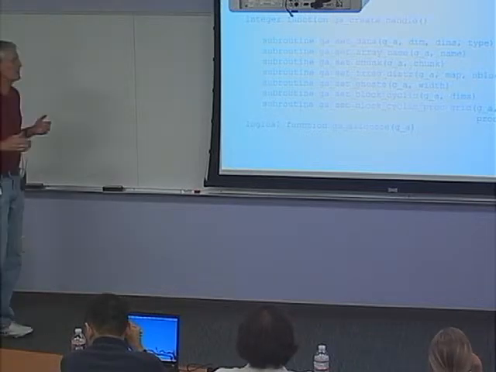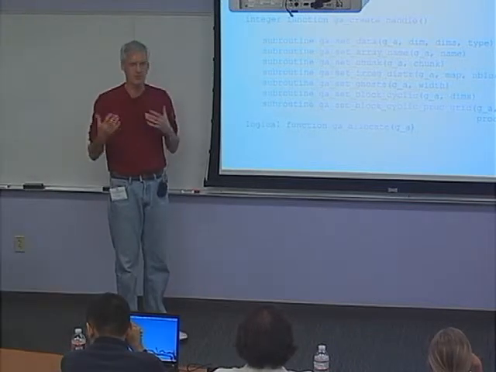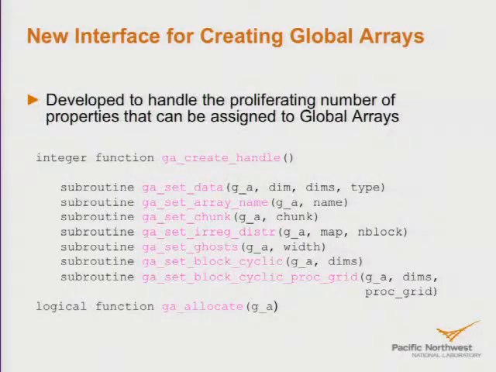So that's one way of creating global arrays. Now, there are lots of properties you can assign to global arrays themselves. It used to be that for every combination of properties, we had a different create statement, but it was getting unmanageable. So now we have a new interface where you create a handle, you just get an integer back, and then you can set various properties on that handle. Here, GA set data allows you to define what data type it is and how big it is. You can set the array name. You can set the chunk.